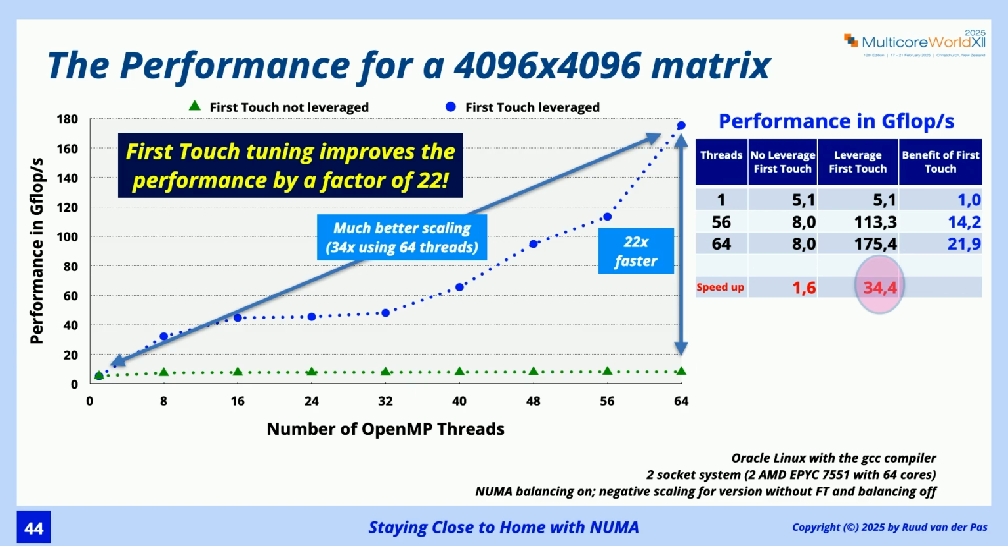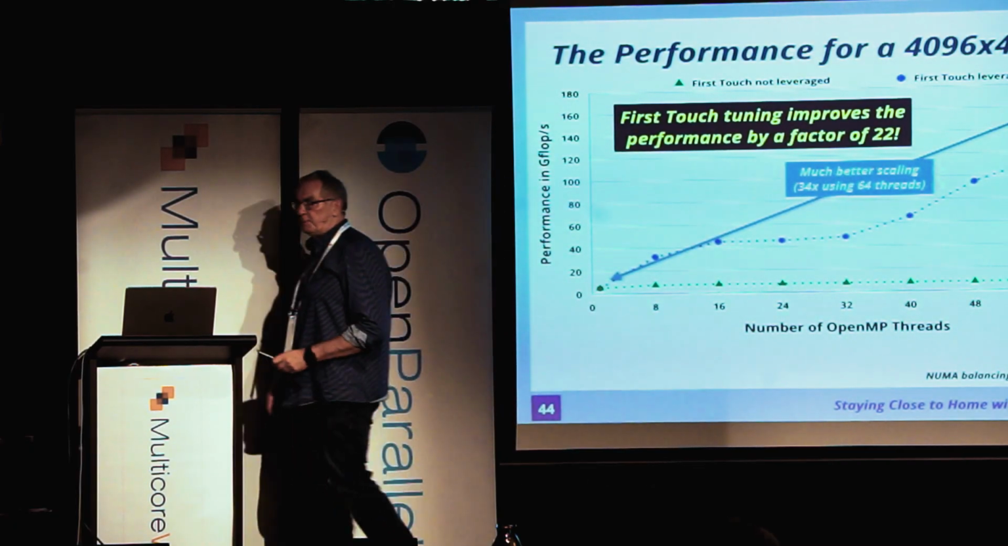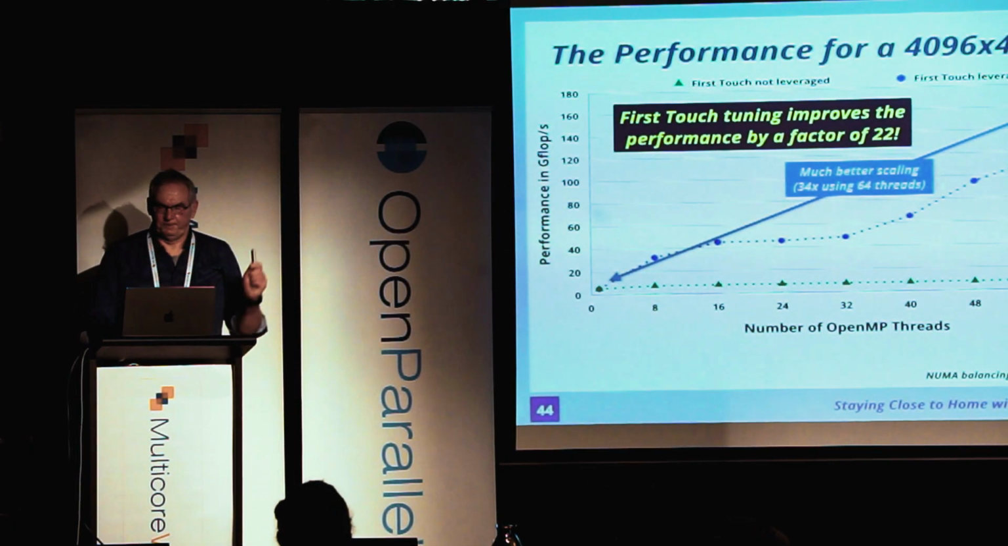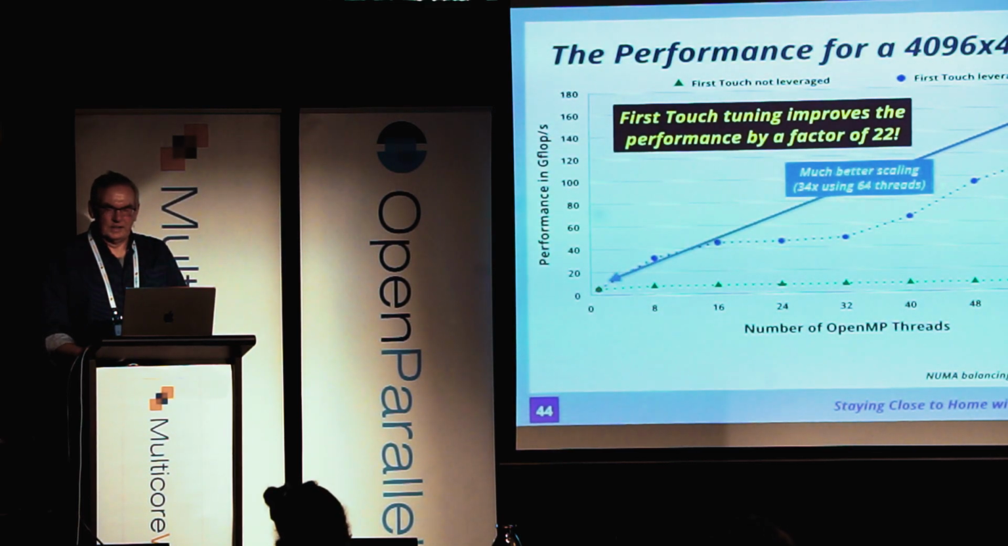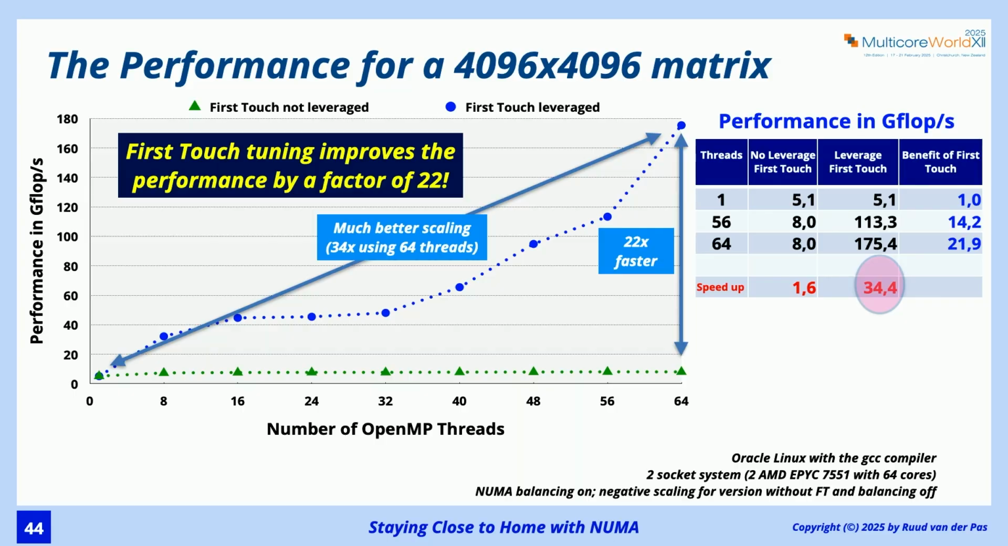On a single thread, when I don't do anything, I get 5.1 gigaflops in this case. So there's no benefit of the first touch. That's okay, because it's not supposed to be, because I'm not running parallel. Then the second row, 56, was the best I could do with my NUMA trick from Red Hat. I got 8. But my version already got 14 times faster. And then I go all the way to 64, I get more benefit. So altogether, I get a really significant speedup here.